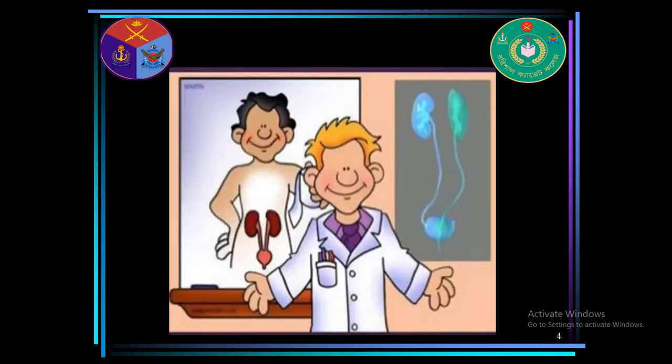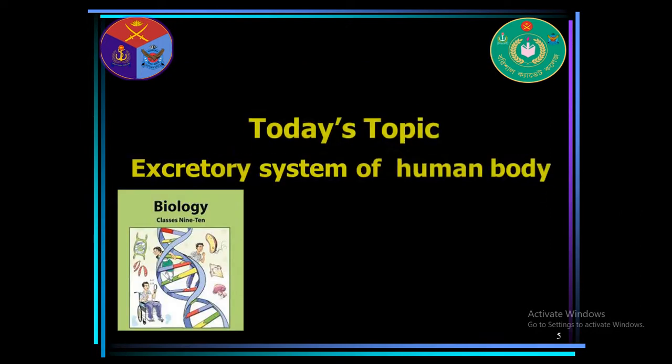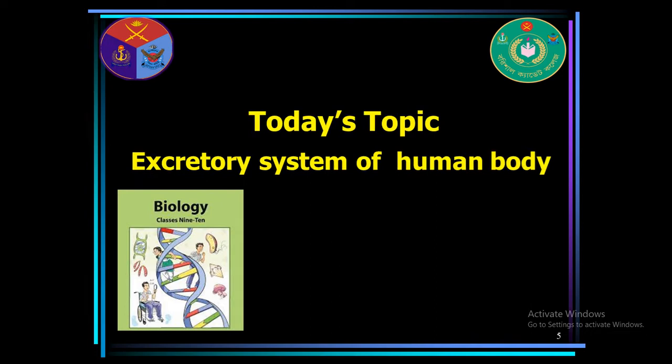Boys, you can see a picture. Look, these are two important organs in our body, and this is the duct. Through this duct, some liquid substance goes to this organ, and after some time, this substance flows through this duct. This is the location of this organ in our body. It is a bean-shaped organ, and it is very important. So I think you can understand what my topic today is. Yes, my topic today is the excretory system of the human body.